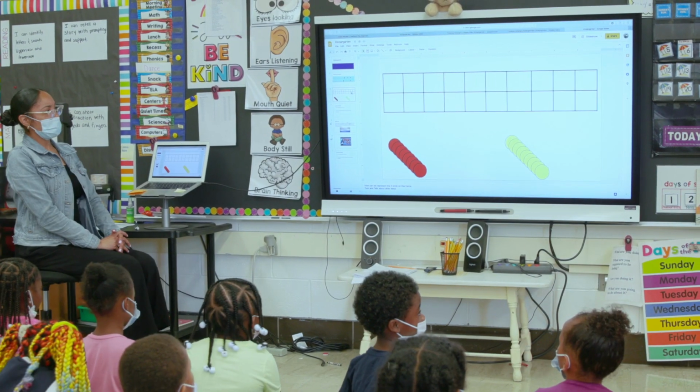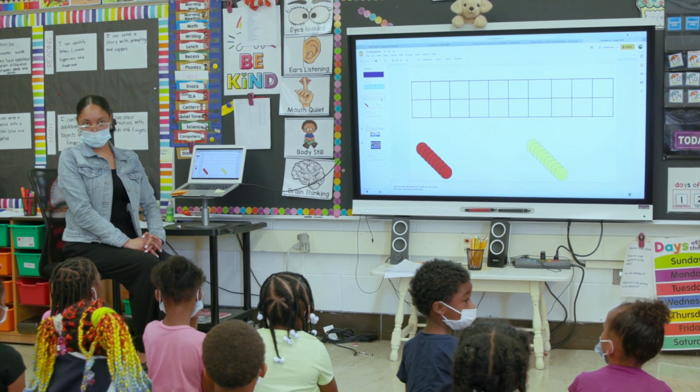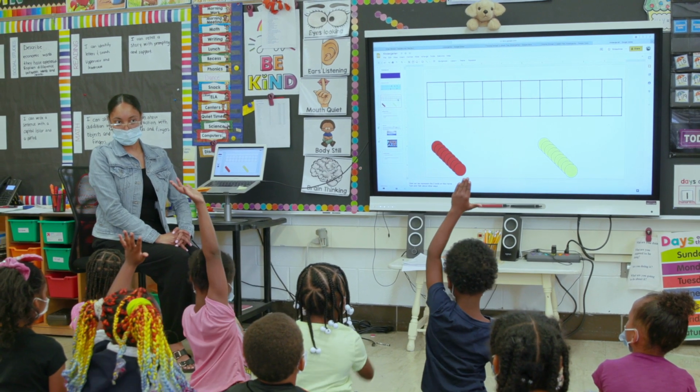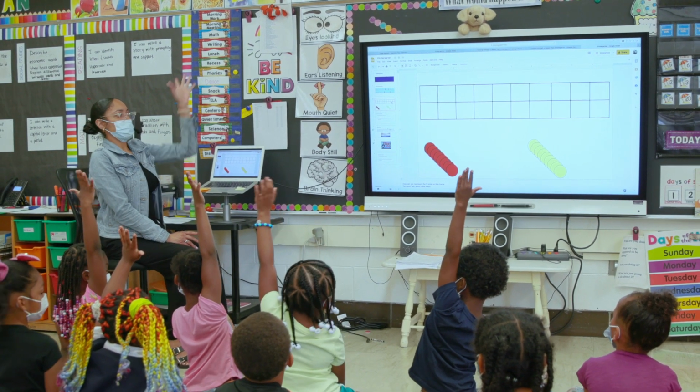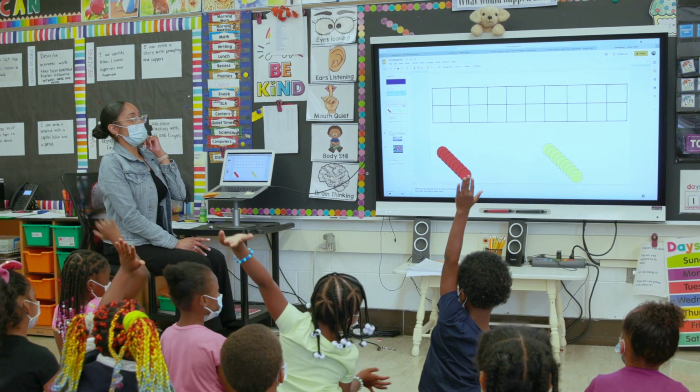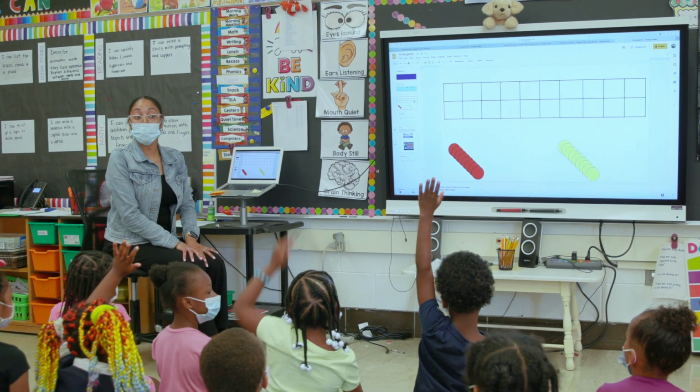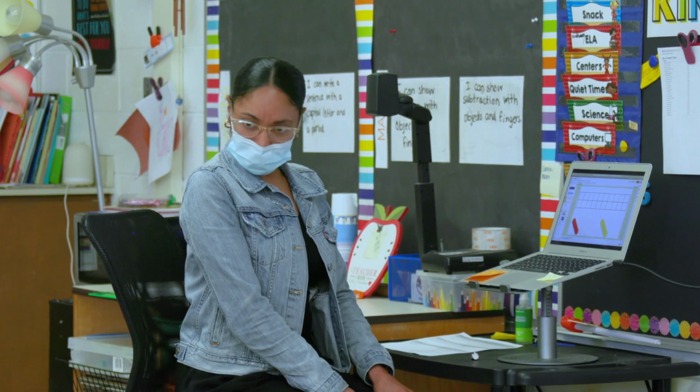Now, boys and girls, I want to show you something today. Raise your hand if you've ever remembered using a 10 frame. Oh, yes. But this looks a little different than a 10 frame. This is called a 20 frame. How can we show those 5 birds on the 20 frame?